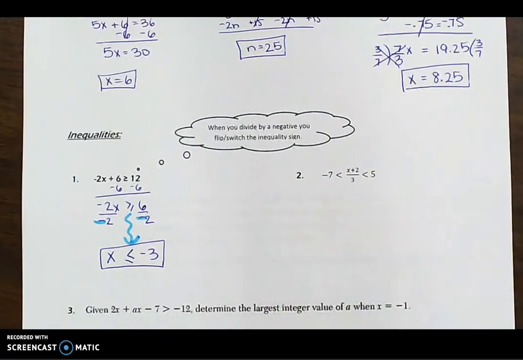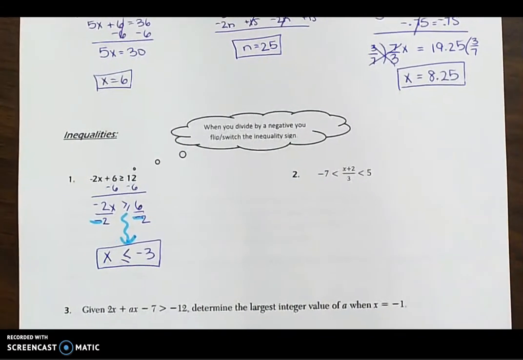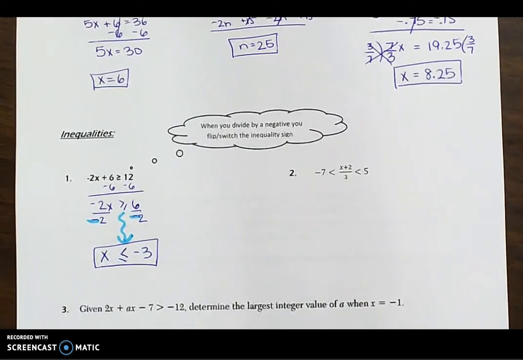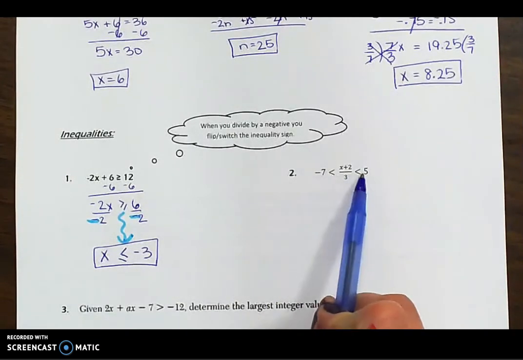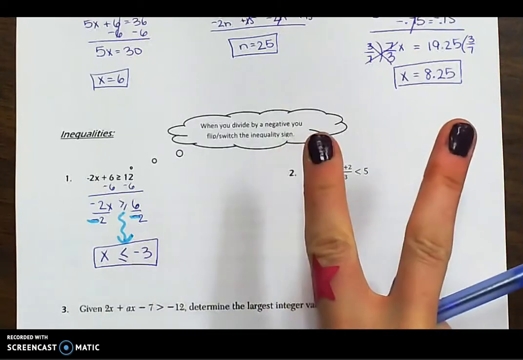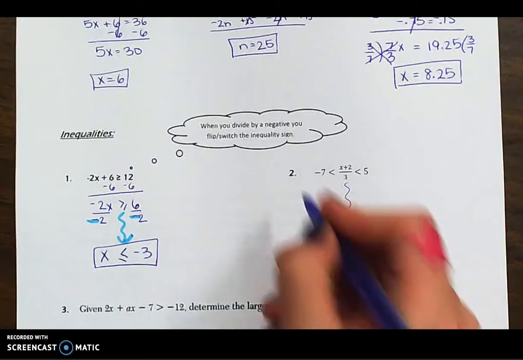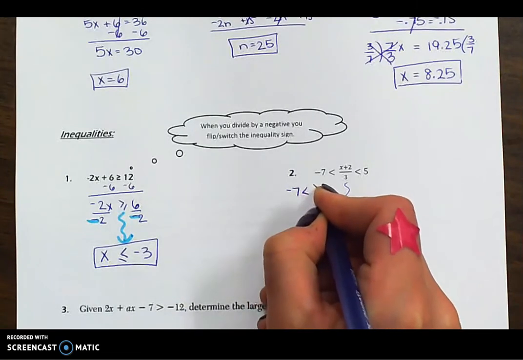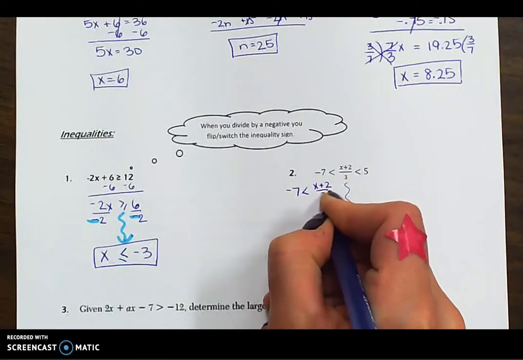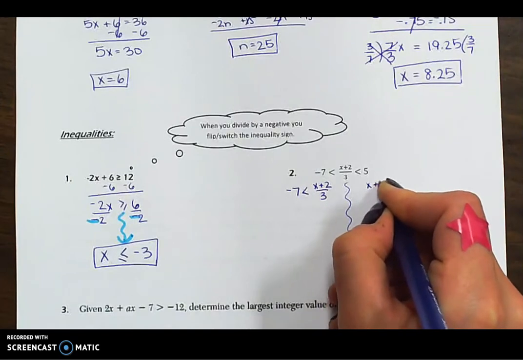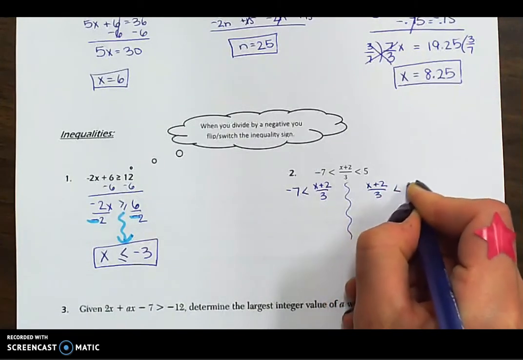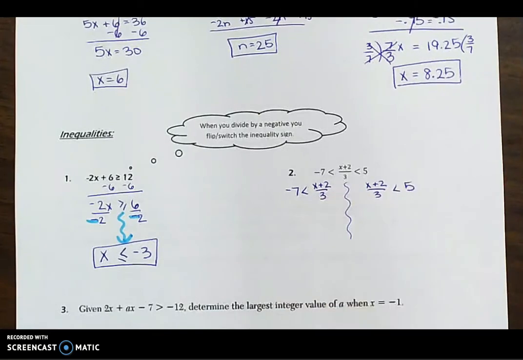Okay, up next, if we take a look at number 2, this one's a little bit different because instead of one inequality, now we have 2. If there's 2 inequalities, that means there's really 2 questions here. So we're going to divide this into 2 questions. So -7 is less than (x + 2)/3, and (x + 2)/3 is less than 5. So the middle goes with both.